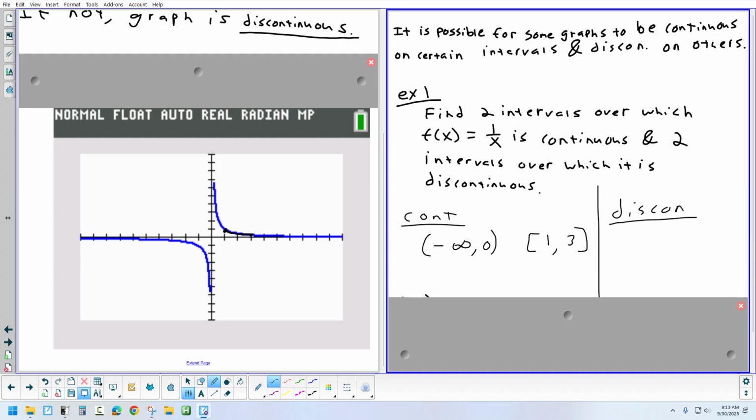What would be an interval that would be discontinuous in this graph? Would it be open parenthesis, negative infinity, comma, 0 with a bracket? Because you're including the 0. Yeah, so 0. Let me think about that one a little bit. Can you give me one that stops at a little bit different point?